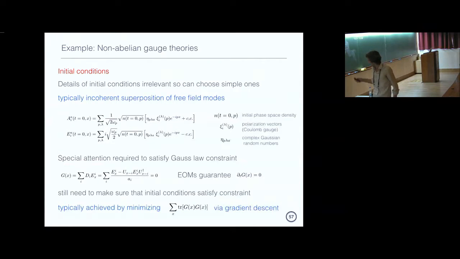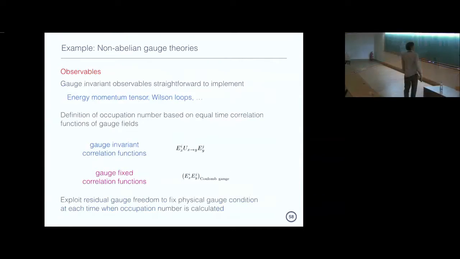Okay, so then there's the last point. Now, of course, we have initial conditions, we have equations of motion, we can evolve our system, right? But now we also want to measure something, right? I mean, otherwise, why do we do this? Okay, so what can we measure? There are different things that we can measure.